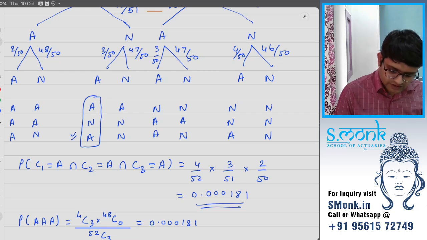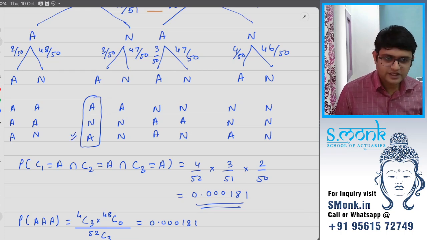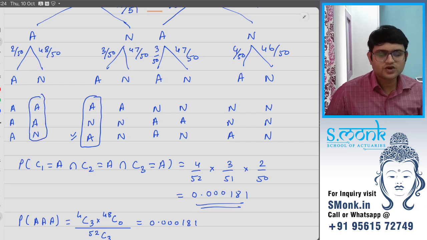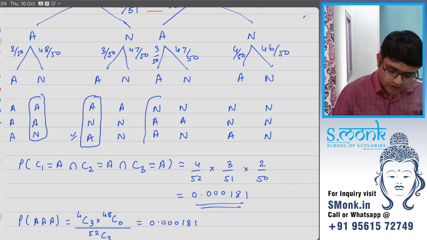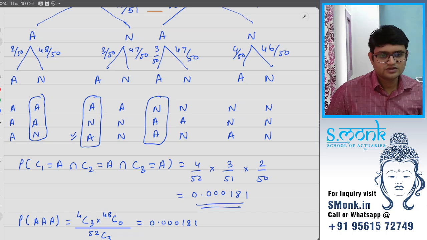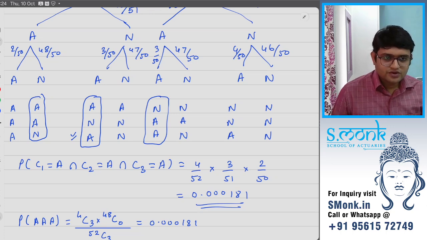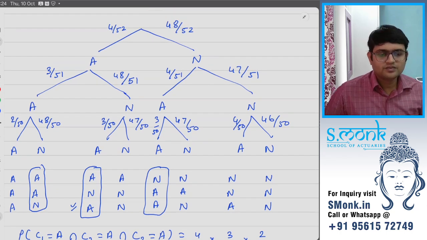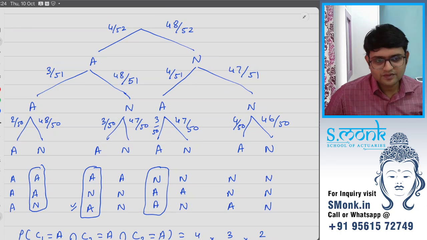One is of course this, 2 aces, 1 not an ace. The other would be this. This is another combination where I have 2 aces and 1 not an ace, and the third combination would be this. If you find the probabilities, all 3 permutations will have exactly the same probability.